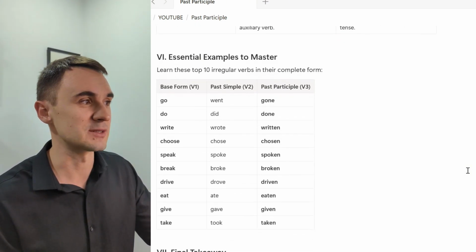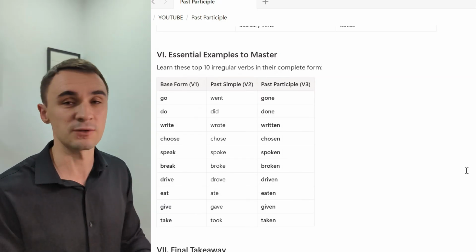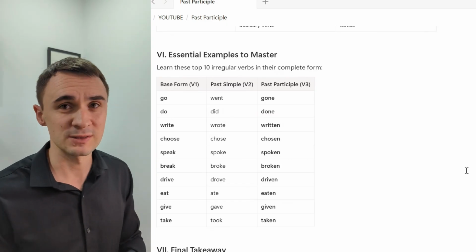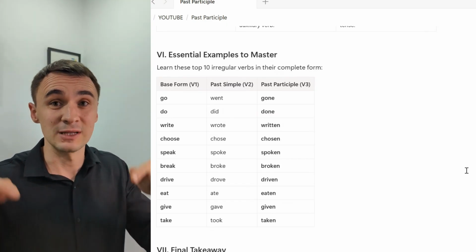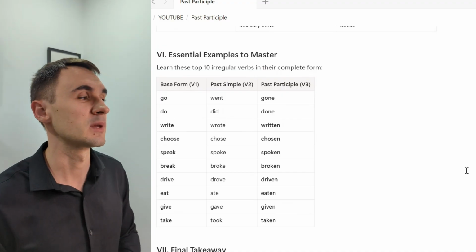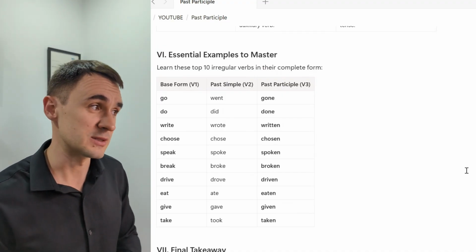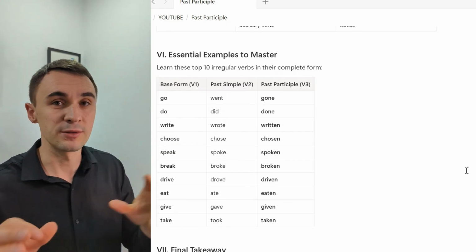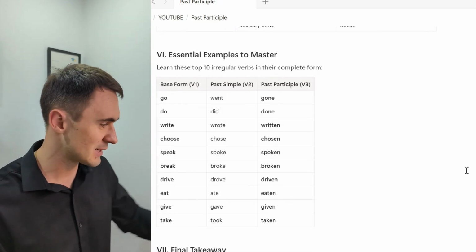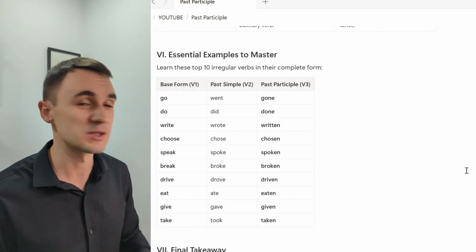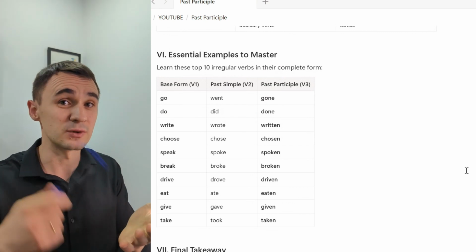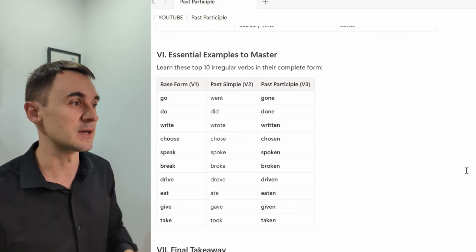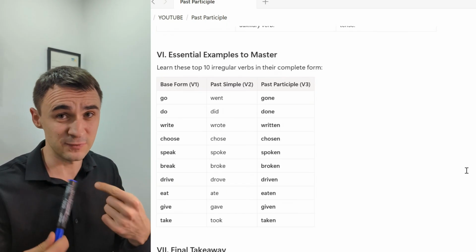Now, let's have some practice, okay, guys? Together, let's practice these three forms just as we did in the irregular verbs video. I want to remind you that this video will be attached in the description to this video, right? Okay, so essential examples to master. Let's learn these 10 irregular verbs in their complete form, three forms together. Remember, as I said in the irregular verbs video, just pick up a marker and create some kind of rhythm. It's easier to learn these verbs in a rhythm, okay? Let's do it together. Repeat after me. I say first, you go after me.